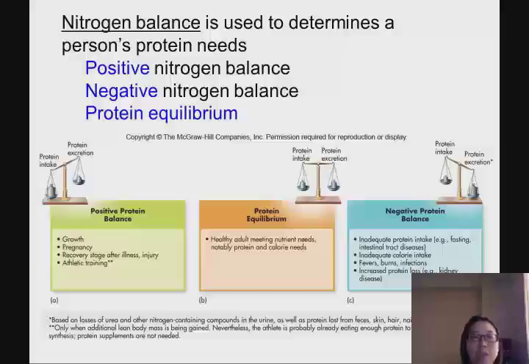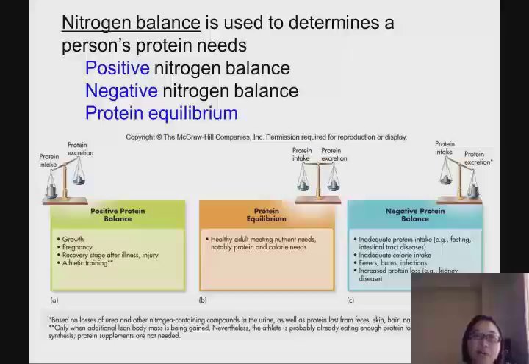Some people are going to have a positive nitrogen balance: growing kids, pregnant women, people in the recovery stage after illness, and athletes in training, because they have to build more muscle in their body and need that extra protein.